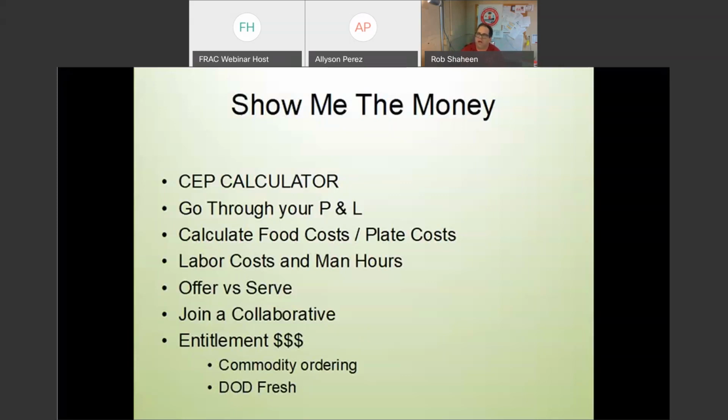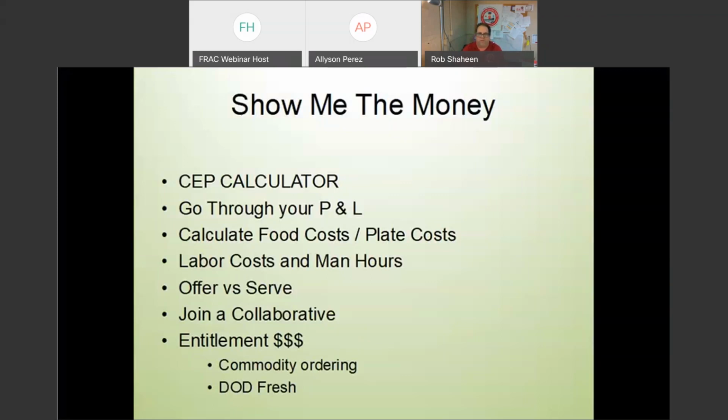Calculate your food costs and plate costs. How much is it costing you per meal? What's your meals per labor hour? Use those tools, because they'll tell you whether you have too much labor or too little labor, or items that are too expensive. You can take some money from one area. If you have low labor costs, then you might be able to increase the menu and buy some more products.